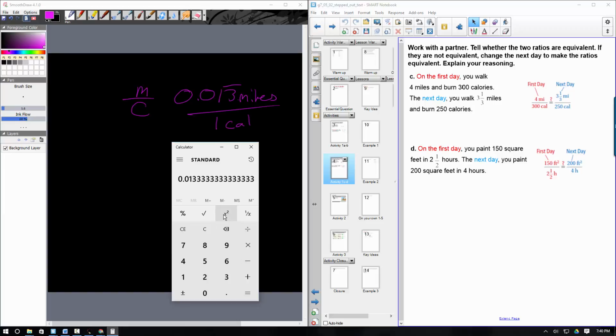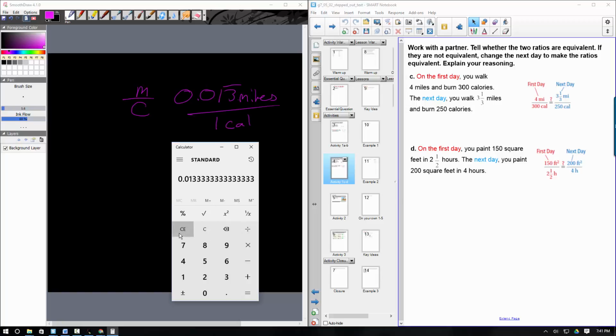And I'm going to do the same thing over here. So I'll do 1 divided by 3, and I'll say plus 3. So I have 3.333, and I'm going to divide that by 250. And this is the exact same thing I had before. So this is absolutely fair.